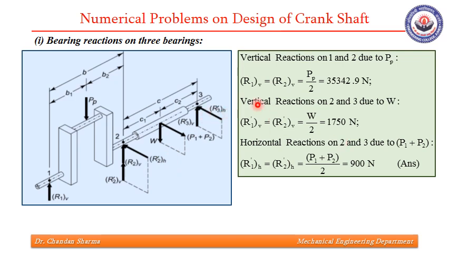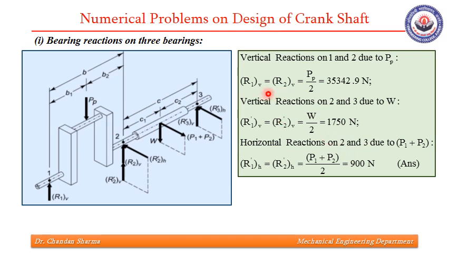So with this diagram, we'll be able to calculate R1V equals R2V, which is half of this PP. Similarly, R2V and R3V will be half of W, and R2H and R3H will be equal to half of the sum of belt tensions. So these are the required reactions at the three bearings.